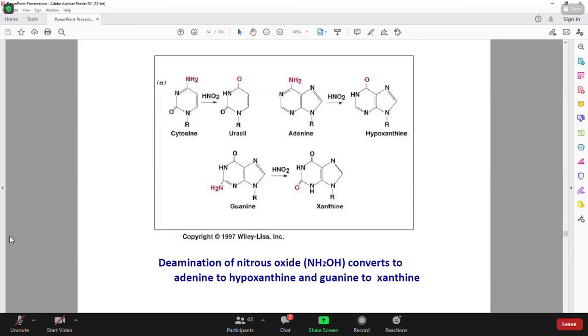Okay, let's give an example. Let's say cytosine is deaminated by nitrous acid, it becomes uracil. Adenine becomes hypoxanthine. So once there is a mutation here, your protein cannot function properly because the correct base pair has been replaced with another base. For example, here uracil, when it is expressed, the protein is no longer functional.